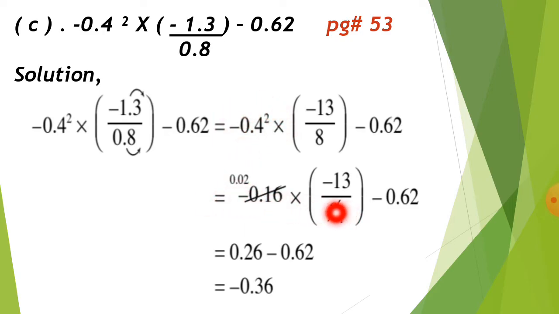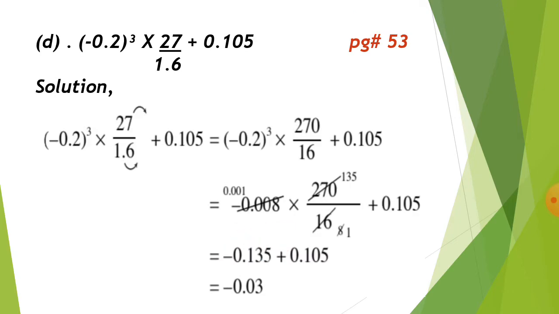It will be 0.16. 8 ones are 8, 8 twos are 16, and since there are decimals, so we are going to put 0.02, and it will be multiplied by 13. We will have 0.26 minus 0.62, and we are going to subtract these both numbers. We will get minus 0.36.